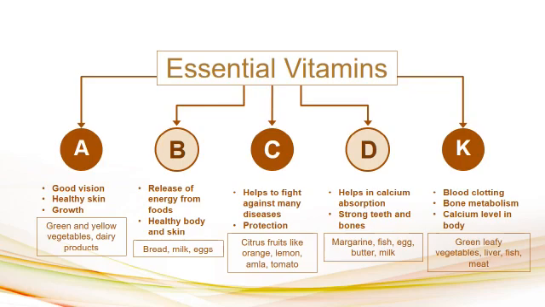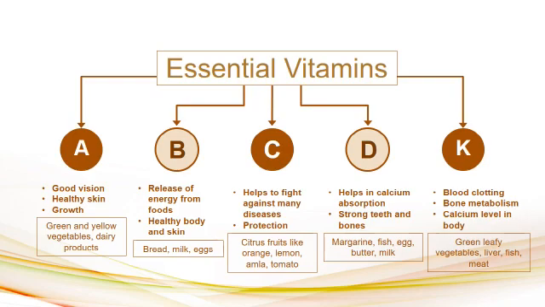Vitamins form a huge group. Some of the essential vitamins are vitamin A. It helps in good vision, healthy skin, and growth. It's found in green and yellow vegetables and dairy products. Vitamin B. It helps in release of energy from food, healthy body and skin. It's found in bread, milk and eggs.